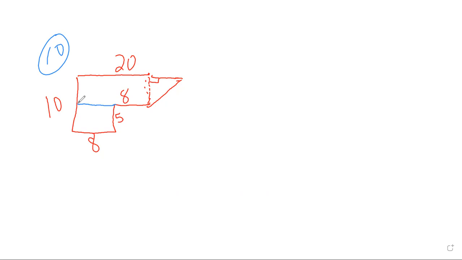So I have an 8 by 5, which is 40 right here. The distance is 20 here, and if this whole thing is 10, and this little piece here is 5, then this must be 5. So this is 20 times 5, which is 100. And then we have this little triangle. Okay, oh, wait, that's wrong.